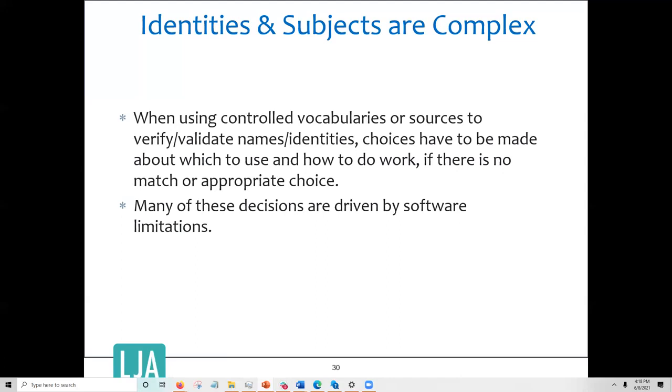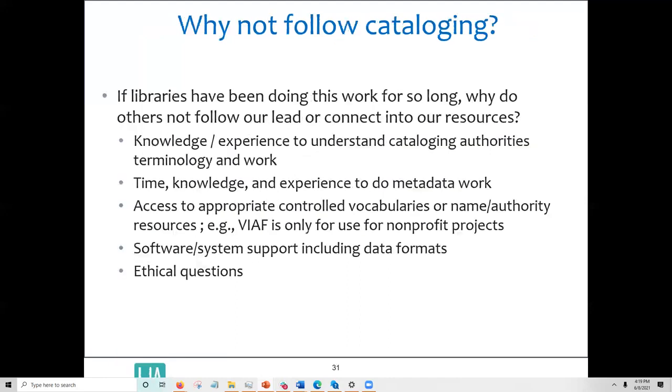You'll also have to make a choice, and this is true for library catalogers as well, if you look in your authoritative resource and there is no match. So, you know, you're looking for Robin Say and there's no Robin Say listed, then what do you do? How are you going to represent that name? What standards are you going to follow? And really, many of these decisions are driven by the software and a lot of times by the software limitations.